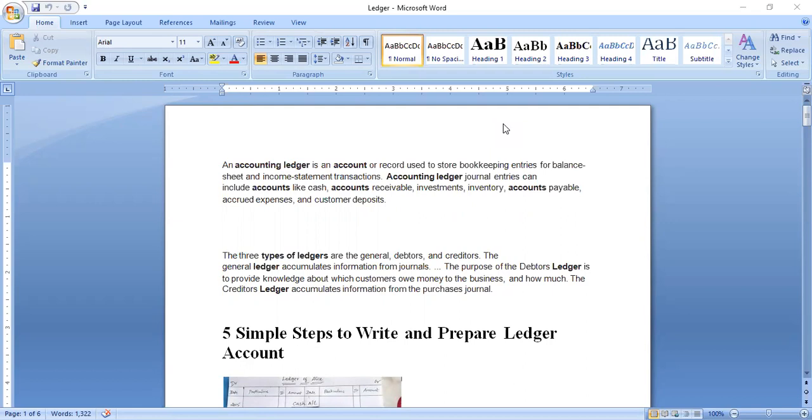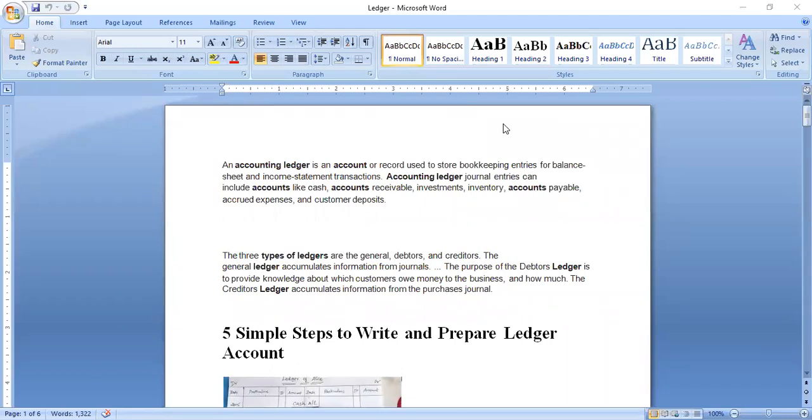accounting ledger? An accounting ledger is an account or record used to store bookkeeping entries for the balance sheet and income statement transactions. Accounting ledger entries can include accounts like cash, accounts receivable, investment, inventory, accounts payable, accrued expenses, and customer deposits. Basically, the accounting ledger is the final book of bookkeeping.